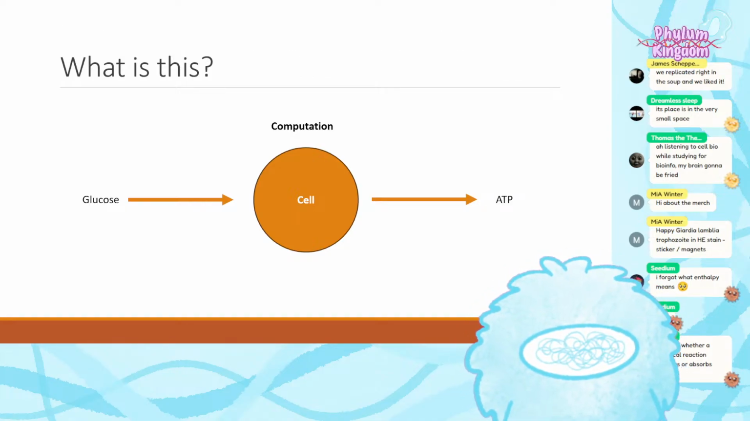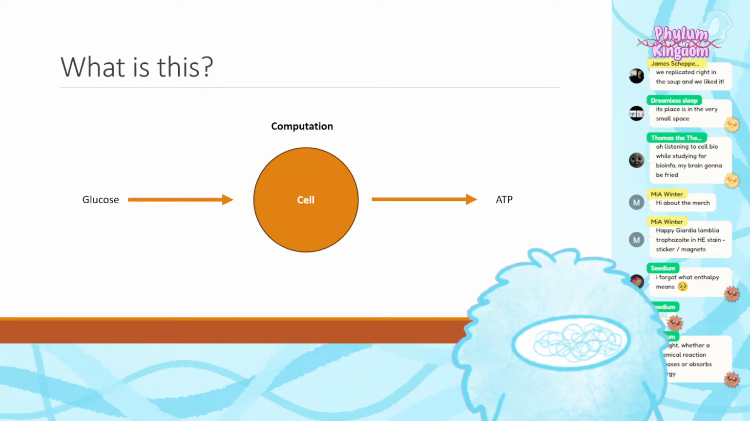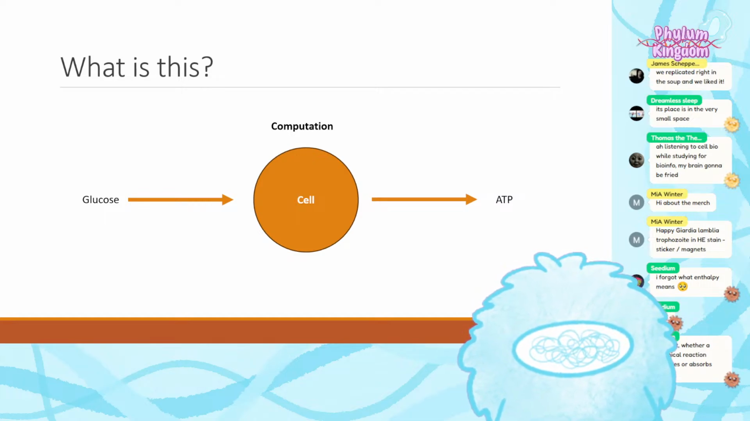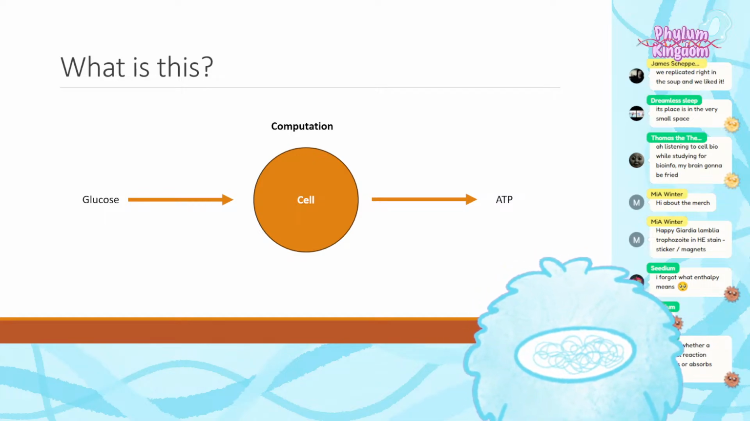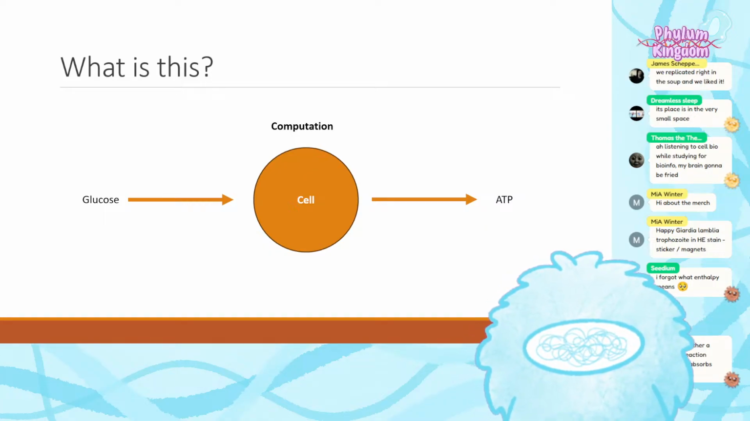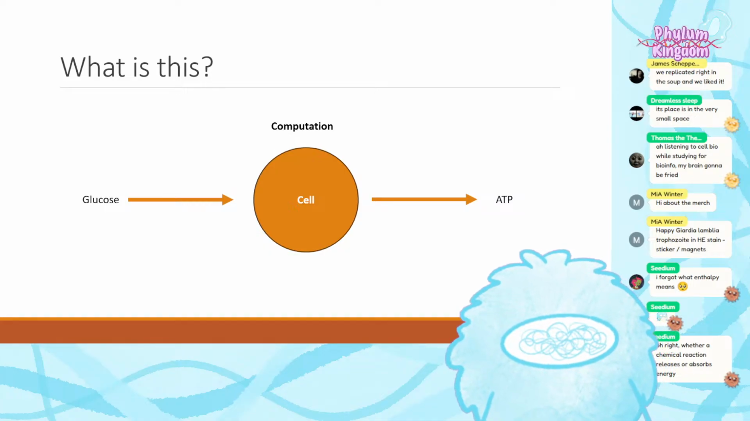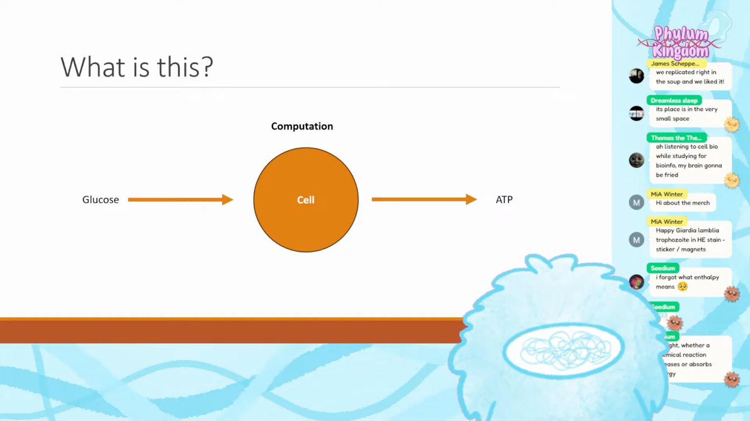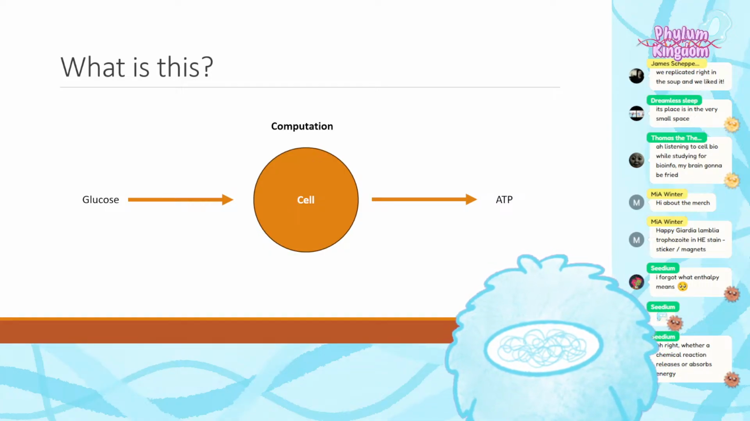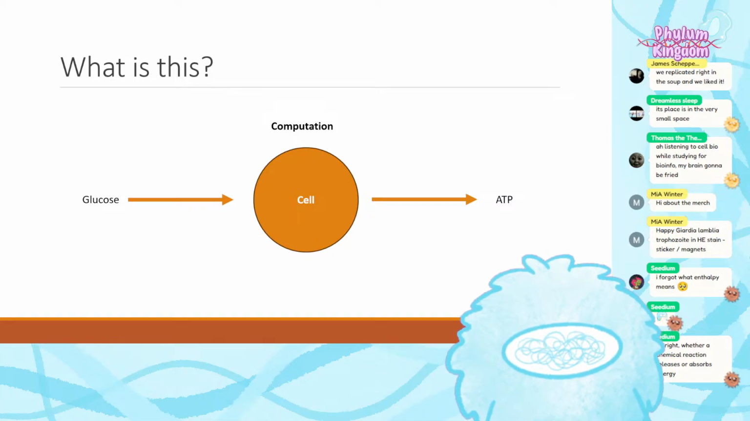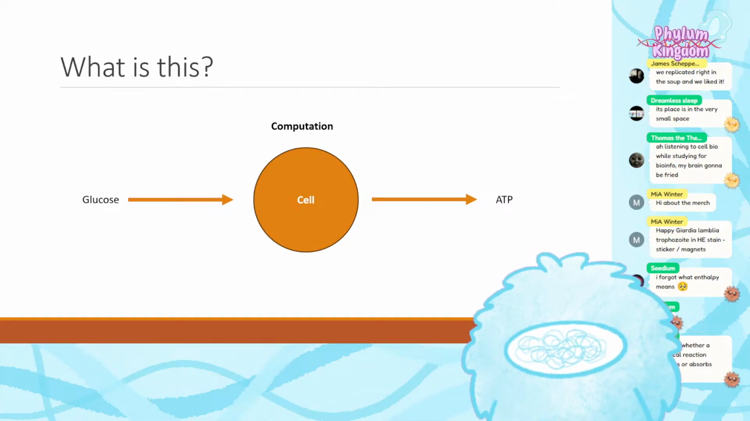So here's a little exercise for you, chat. If we consider the cell to be a computational unit that converts glucose as an input and outputs ATP, what is this process called? Anyone have a guess or can just flat out recall, what is this process? The process of converting glucose, a sugar molecule, to usable cellular fuel in the form of ATP.